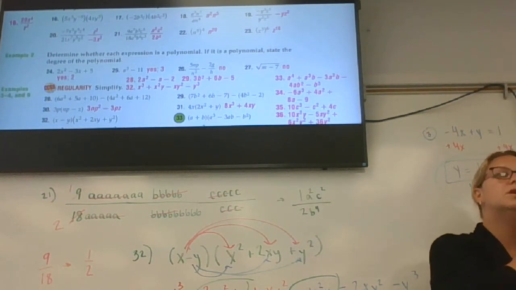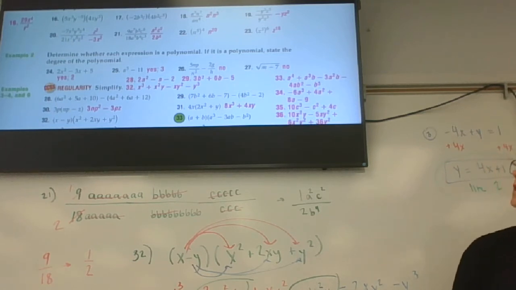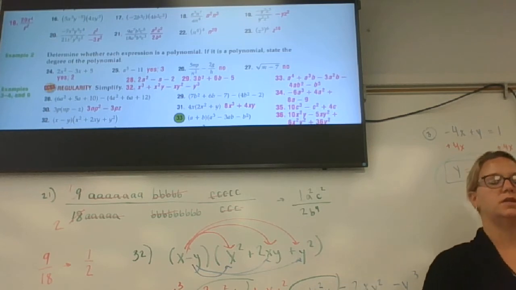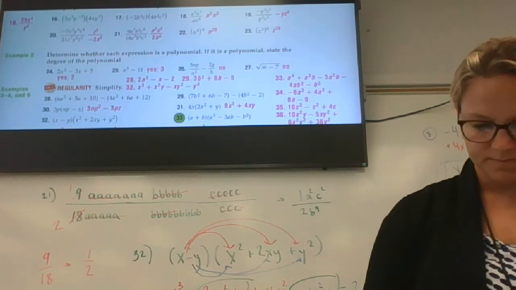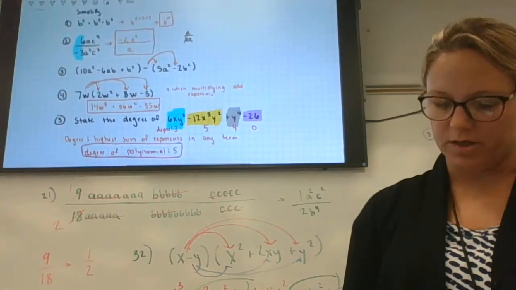All right. So we're gonna move from simplifying, adding and subtracting, multiplying. This is multiplying. Today we're gonna start dividing polynomials. These are all called polynomials.